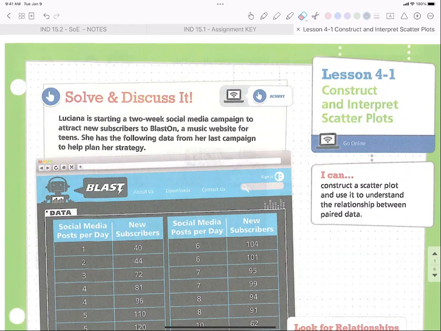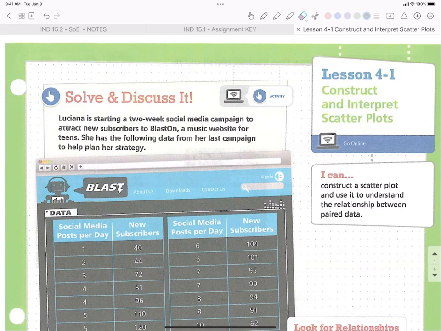What do you guys think? Dalton, what do you think? How many posts per day seem to get you the most new subscribers? 5. 5 and 6 is kind of that sweet spot. So if you were to interpret this data, you would say that days 1 through 4, it increases a little bit each day. When you hit day 5, that's the peak. That's the sweet spot, 5 posts per day. At 6, it starts to go down a little bit. And then 7, 8, and 10, it continues to drop. So if you wanted to get the most new subscribers, how many posts should you put on your social media a day? 5. Okay.